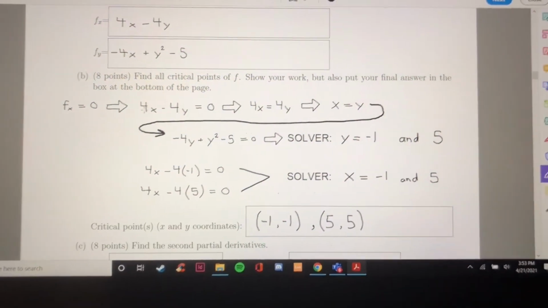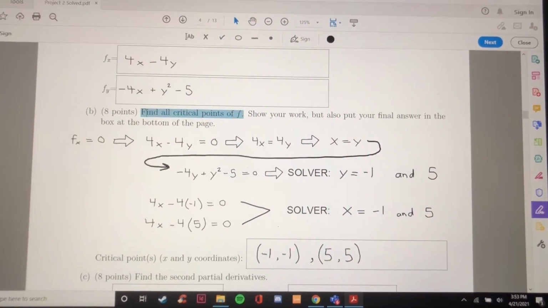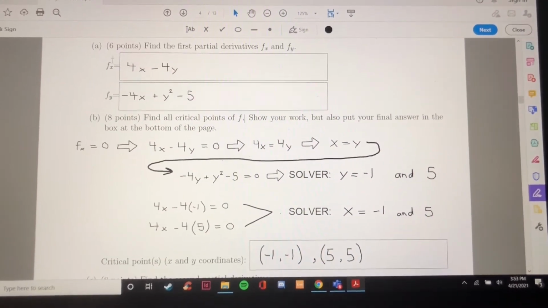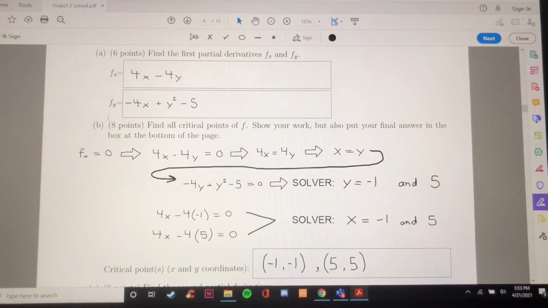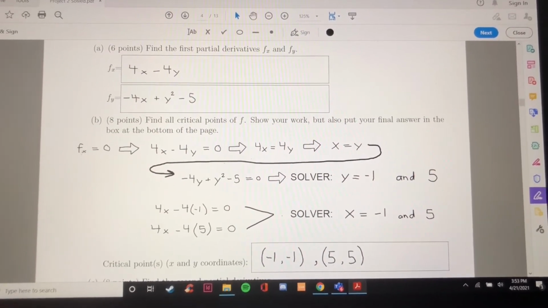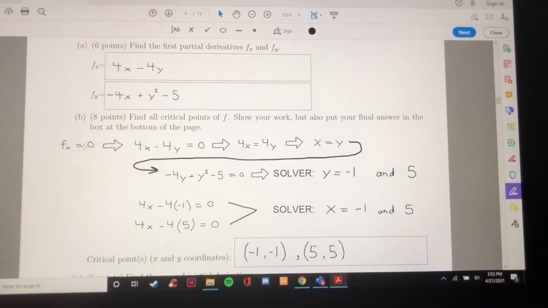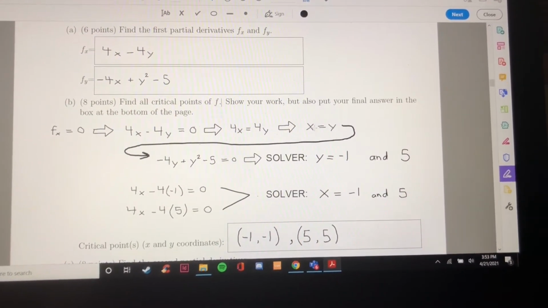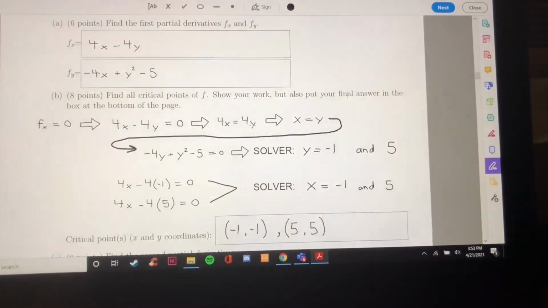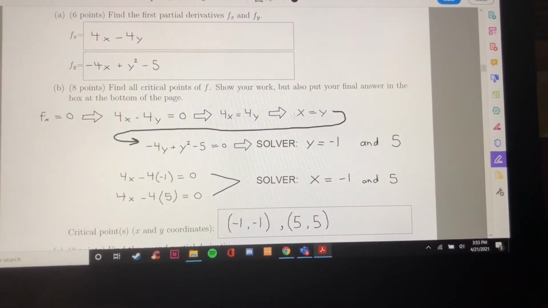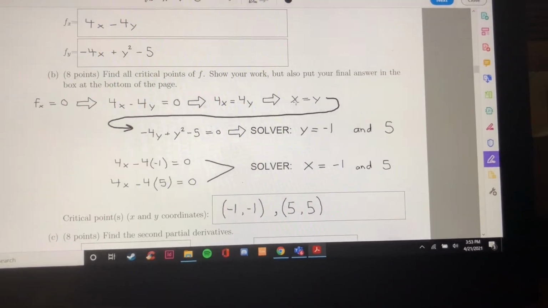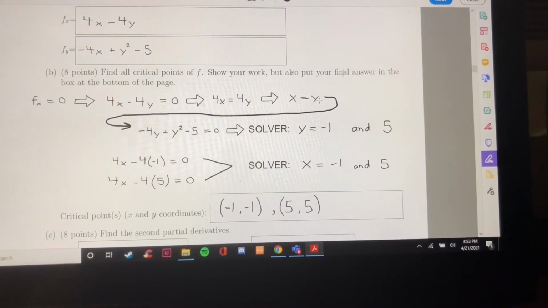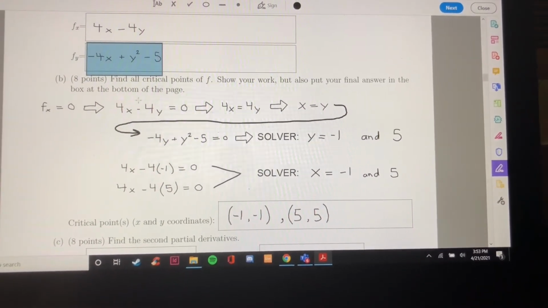All right, for part B, we have to find all the critical points of f. So there's two equations, two partial derivatives. We're going to choose one of them. For this, we chose f sub x equals 0. And we're going to try to solve for one of these variables. So I chose to solve for x here. And as you can see, x equals y, meaning wherever there's going to be an x, we're going to replace that with a y. And we're going to do that with the f sub y equation up here.